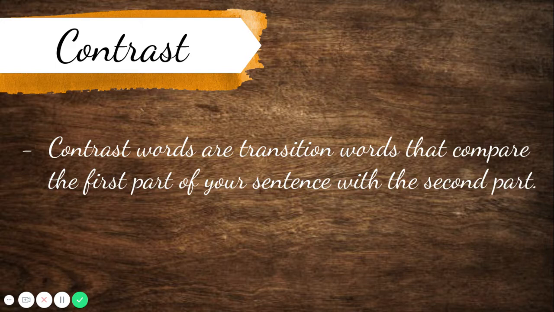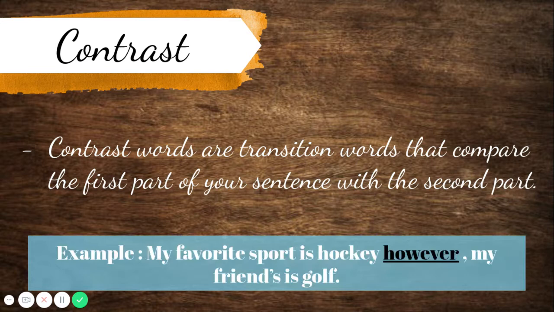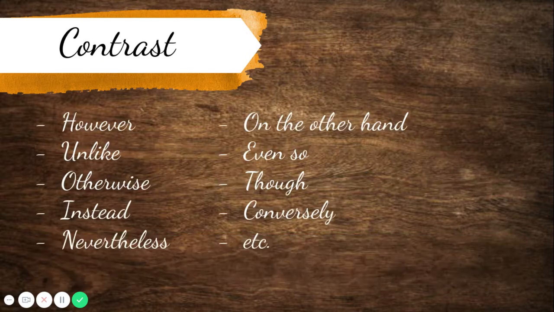Contrast. Contrast words are transition words that compare the first part of your sentence with the second part. So, an example: my favorite sport is hockey. However, my friend's is golf. You see here that in the sentence, someone compares which sports he and his friend like the most. However, on the other hand, unlike, even so, otherwise, conversely, instead, nevertheless, etc.